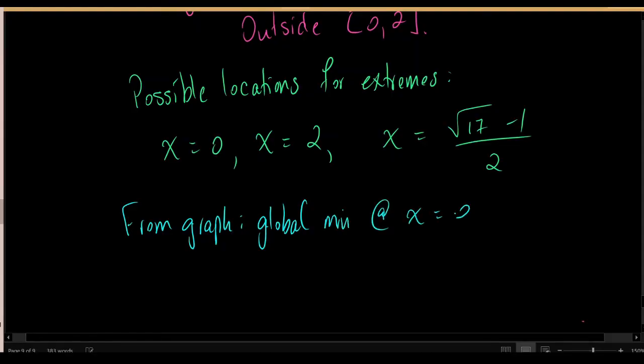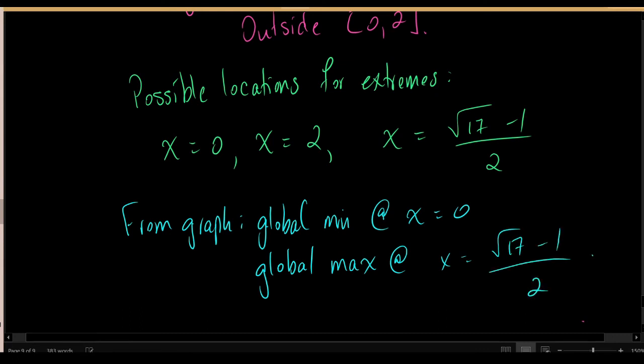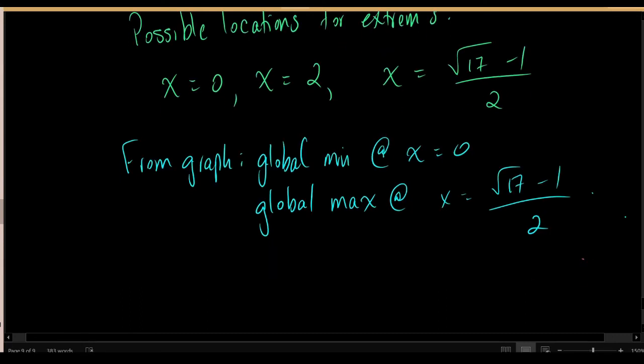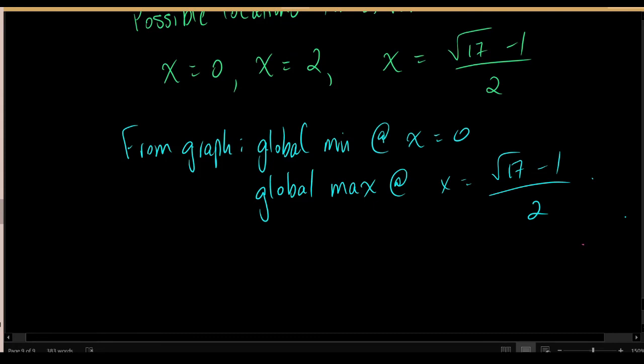So from the graph, we saw that the global min on the interval 0 to 2 was attained at x equals 0, and the global max was attained at the critical point x equals root 17 minus 1 all over 2. But what if you were going to do this in the more computational way? A way that didn't rely on the human intuition of looking at a graph.